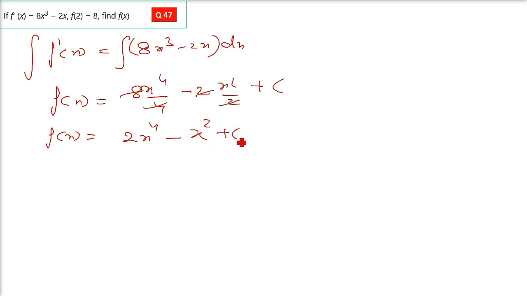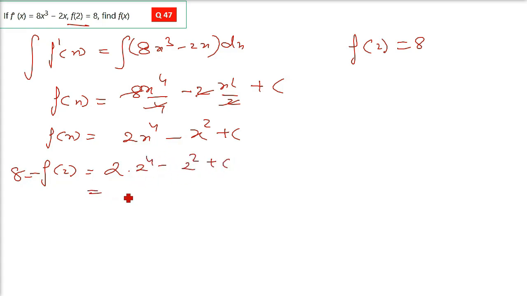Now it's already given f2 equals 8. When f2 is given as 8, put x equals 2 in this equation. So f2 is actually equal to 8. So 2 into 2 raised to 4 minus 2 raised to 4 by... plus c. 2 raised to 5 is 32, minus 2 to the 4 plus c, and this is equal to 8. From here you will get c equals minus 20, because 32 minus 4 is 28, and 28 and 8 gives you minus 28 plus c equals 8, so c is minus 20.